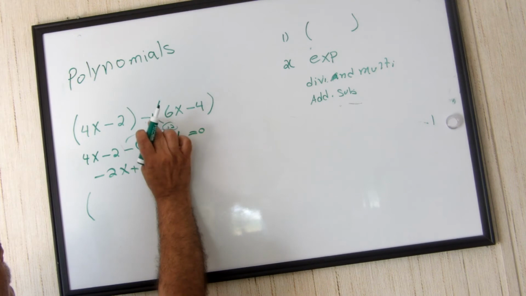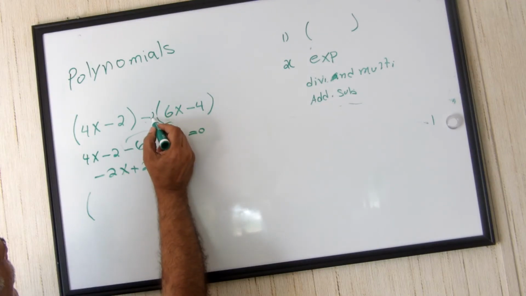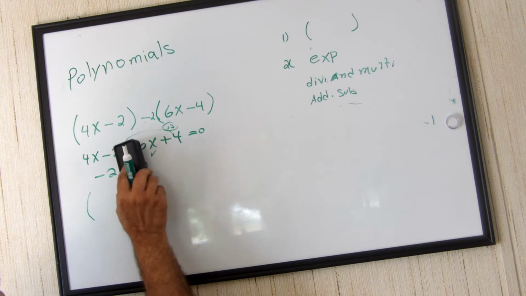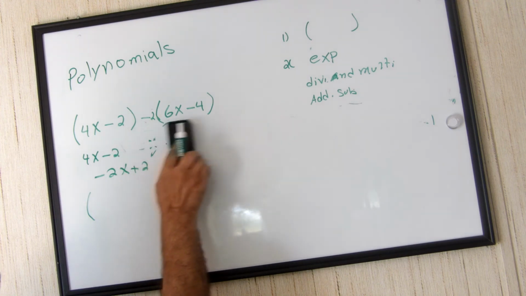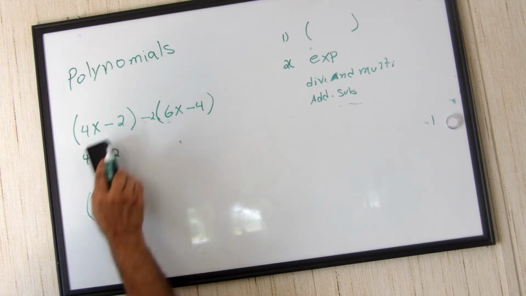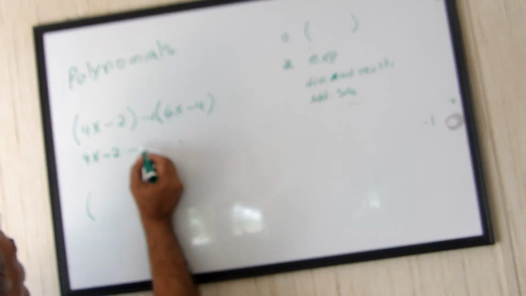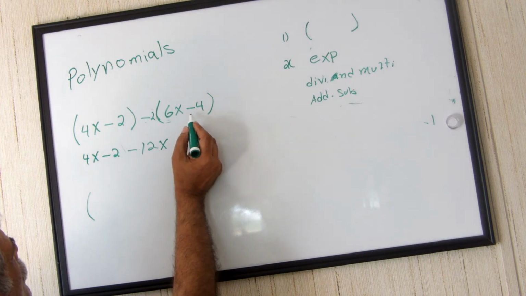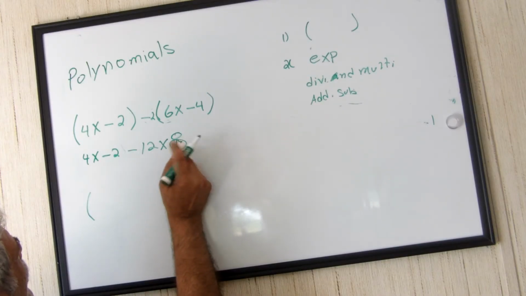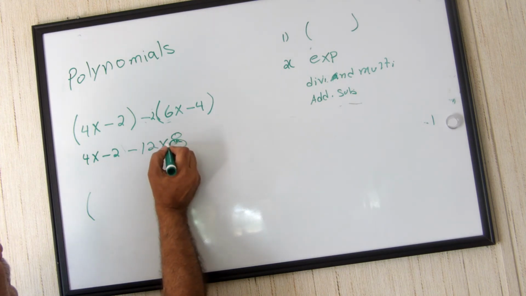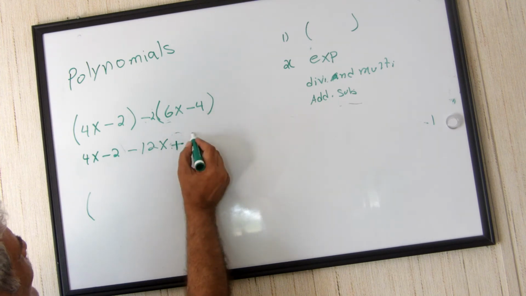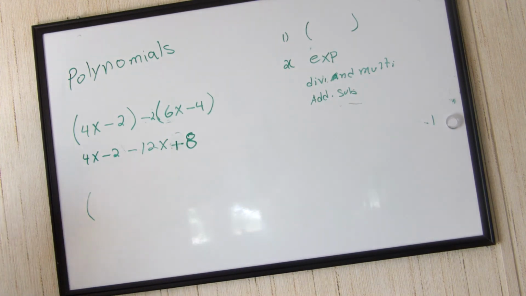How about if it was minus 2, for example? Okay, the story is different. This part is the same: 4x minus 2. Minus 2 times 6x is going to be minus 12x, and minus 2 times minus 4 is going to be plus 8.